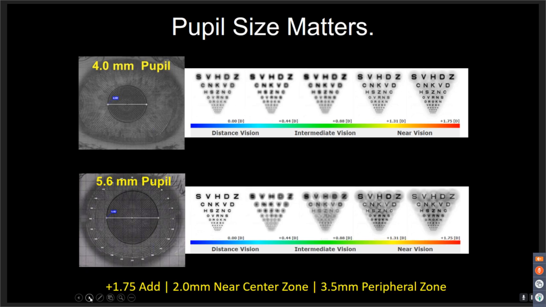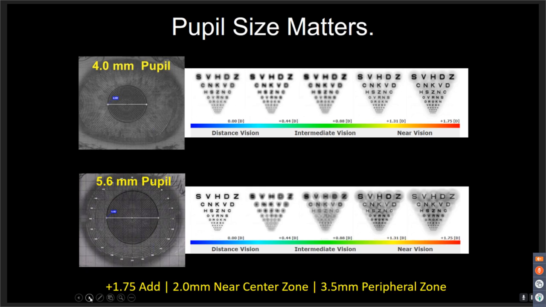If we look at the top one with the 4.0 millimeter pupil, the distance is not near as good as the bottom, but it's reasonably good. And then all the way through in the intermediate, it's reasonably good. And then it gets down to the near, and it's really pretty good there. And so you can see the difference of just the pupil sizes that would happen.